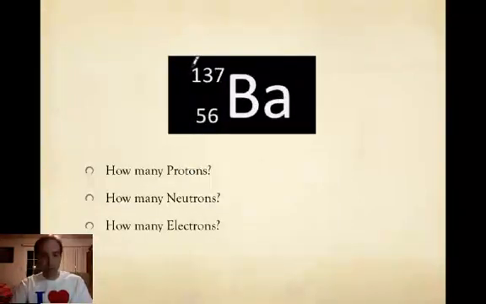So here we have barium 137. So 137 is the mass number, and then 56 is the atomic number. Now remember, the atomic number is the number of protons, so that's 56. To get neutrons, we simply take the top number and subtract 56. That's going to give us 81. And then since this barium is neutral, that means the number of protons must be equal to the number of electrons, so this is 56 as well.